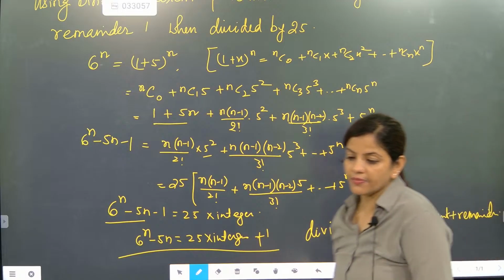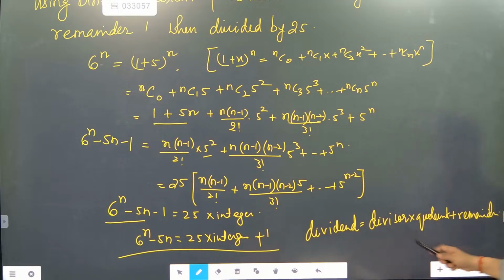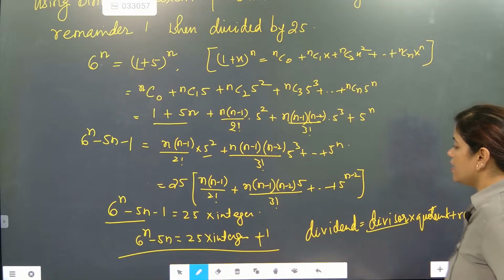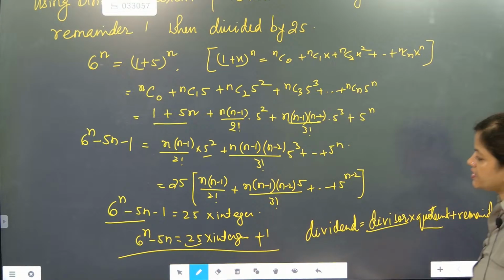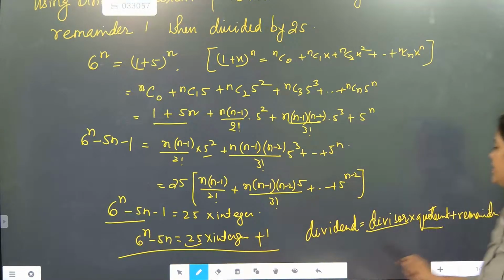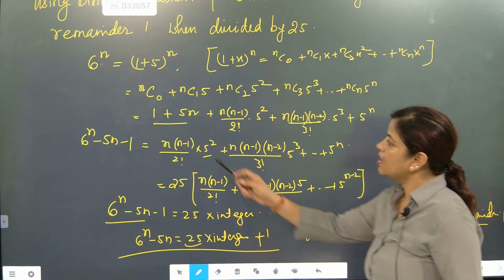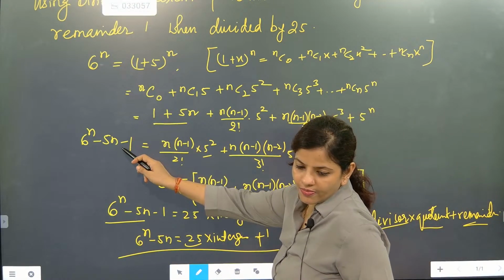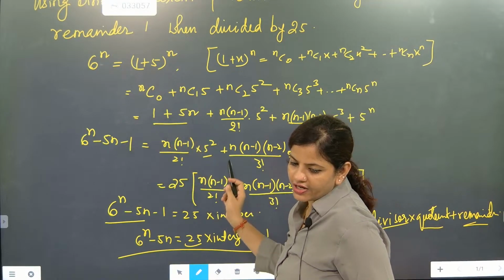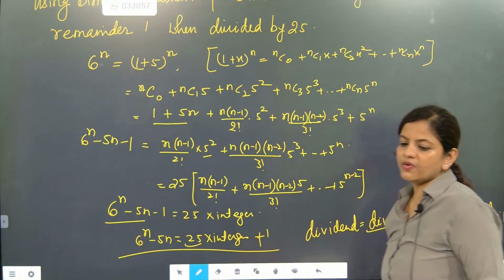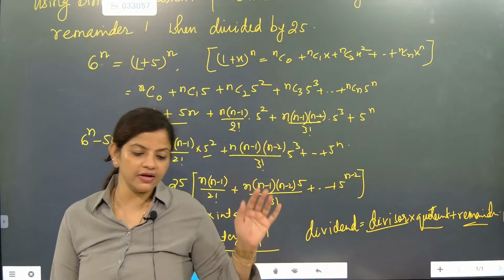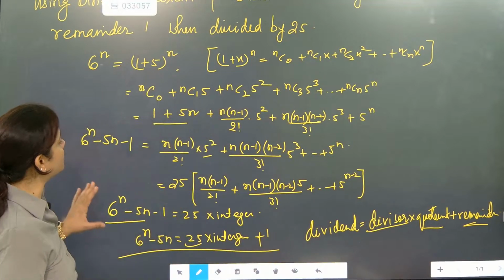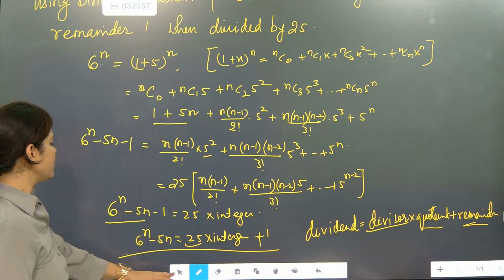Dividend is equal to divisor into quotient plus remainder. So beta, here what is the divisor? Your divisor is 25. What is the quotient? Quotient is an integer. What is the remainder? Remainder is plus 1. I am so sorry, I shifted this to that side. It would be minus 1, so once it shifts here, it will again become plus 1. So beta, we proved it in a very symmetrical way. No here and there, no tough work. We just solved it in a very smooth way.